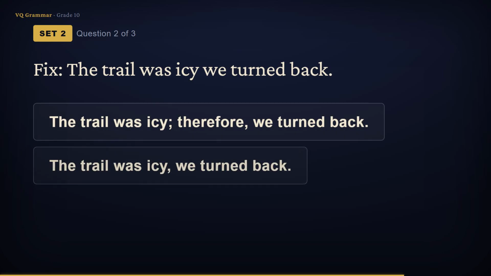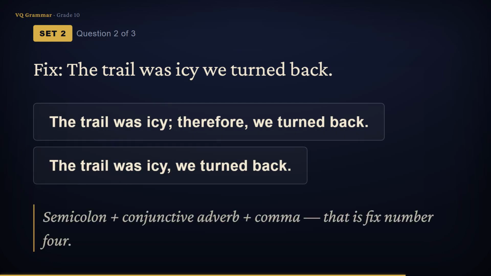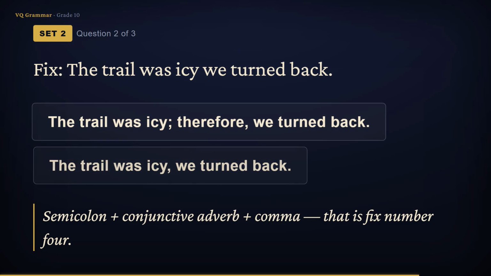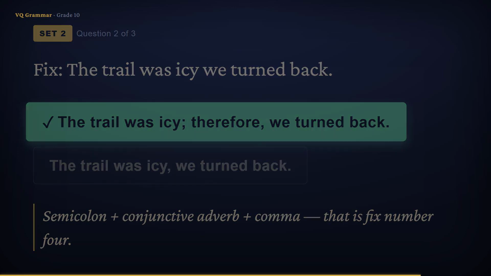The trail was icy, we turned back. The second choice hands us a comma splice all over again, so it is out. The first choice uses a semicolon, then the conjunctive adverb therefore, then a comma. That is fix number 4, and it even adds the sense of cause. So the correct answer is the first one.